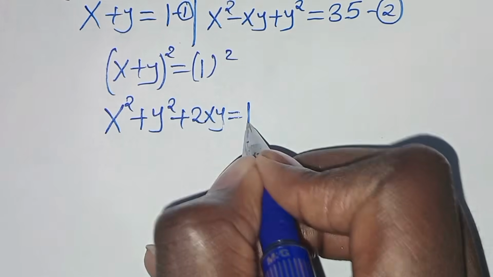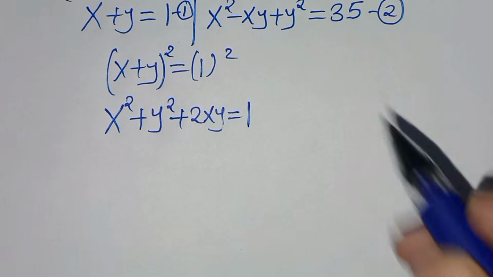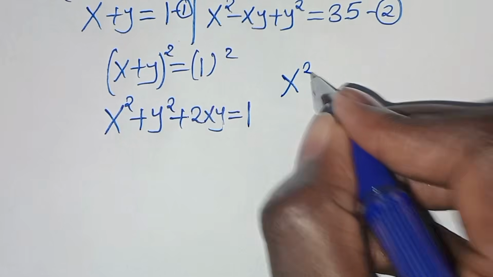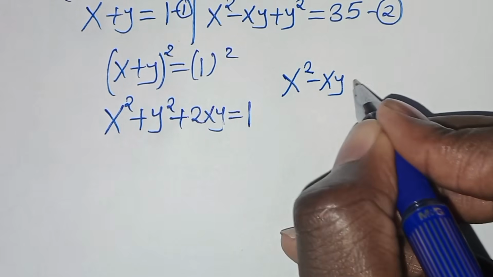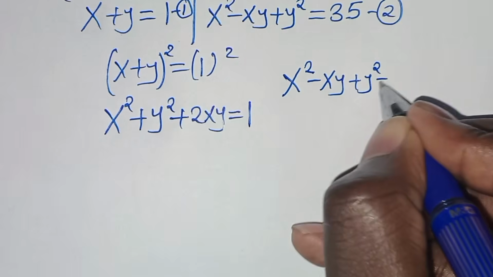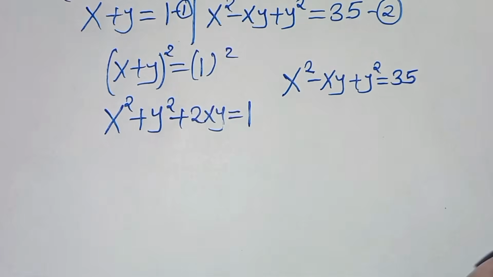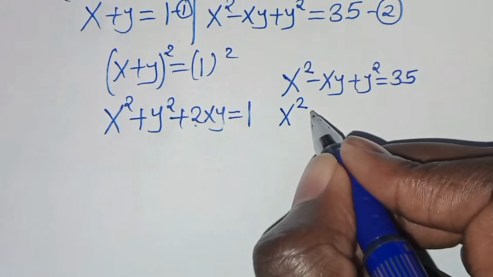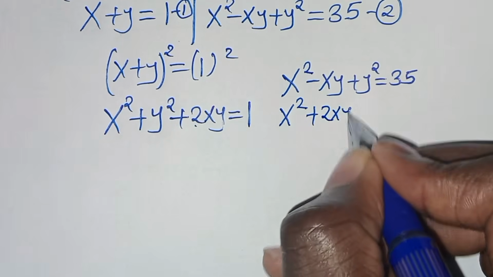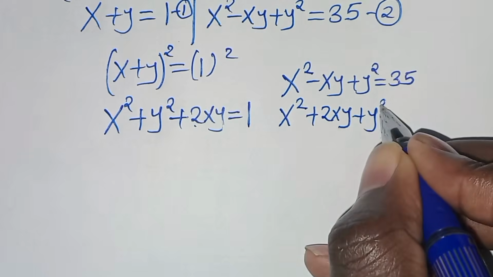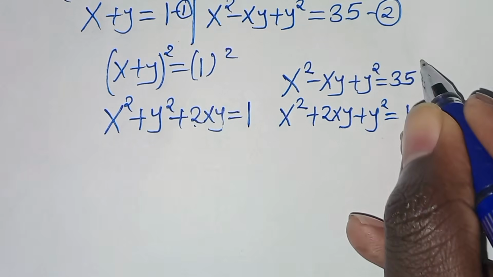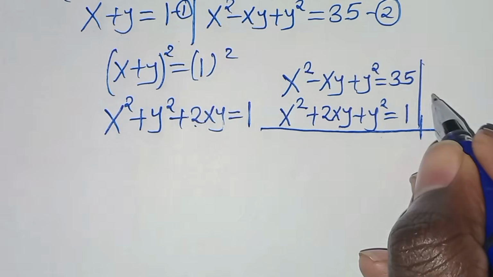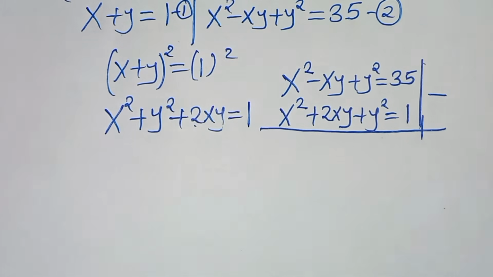This is equal to 1. So from equation 2 here, which is x squared minus xy plus y squared, this is equal to 35. So we have here x squared plus 2xy plus y squared, this is equal to 1. Now, these are two systems of linear equations. Let's subtract these two systems of linear equations.